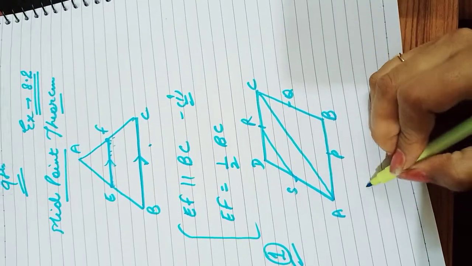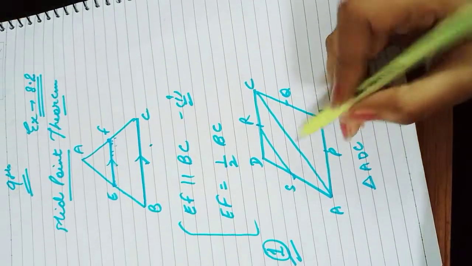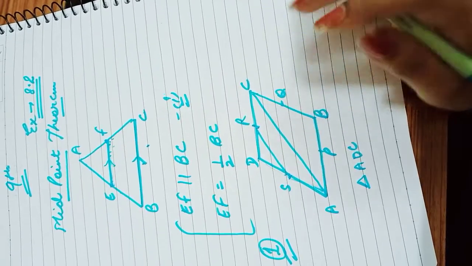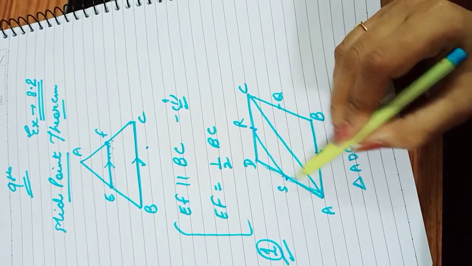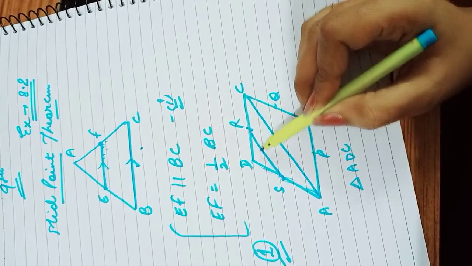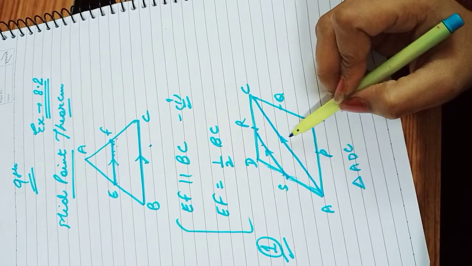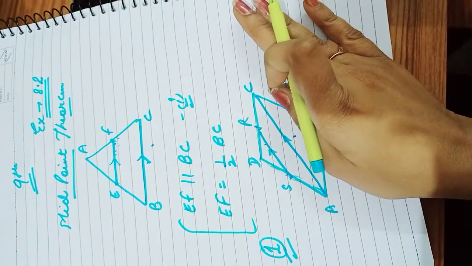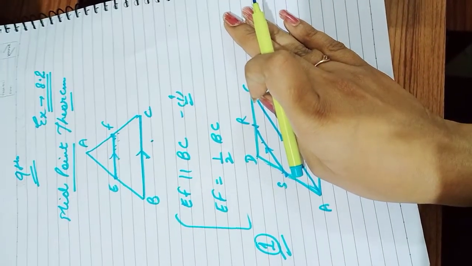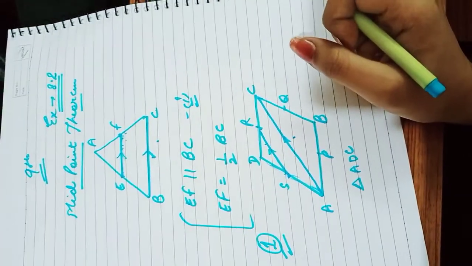So you can take triangle ADC. In that triangle, S and R are the midpoints of AD and DC. You have to write this first. If these are the midpoints, then the line joining the midpoints, SR, would be parallel to the third side by using the midpoint theorem, and this would be half of it also. If you see this triangle ADC, then SR would be parallel to AC and SR would be half of AC.